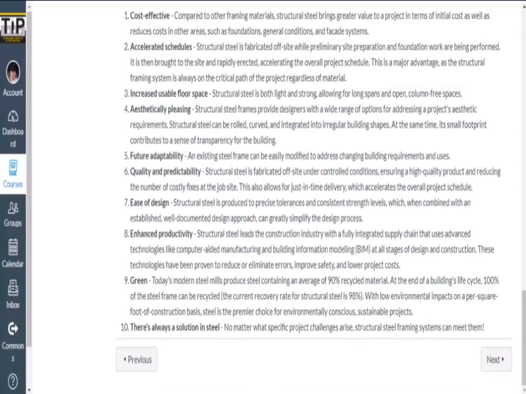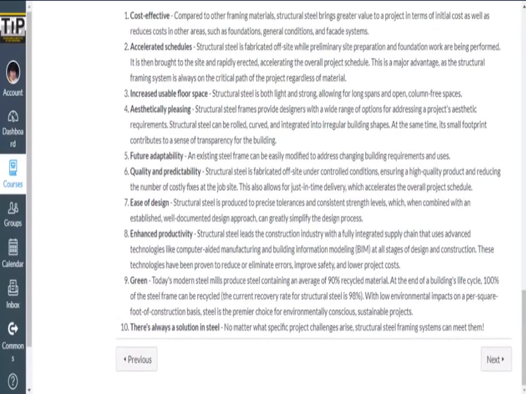Next, green. So structural steel is green. So today's modern steel mills produce steel containing an average of 90% recycled material. At the end of a building's life cycle, 100% of the steel frame can be recycled with low environmental impacts on a per square foot of construction basis. Steel is the premier choice for environmentally conscious sustainable projects. So, structural steel is green precisely because you can recycle them.